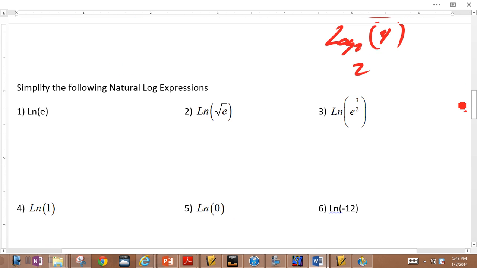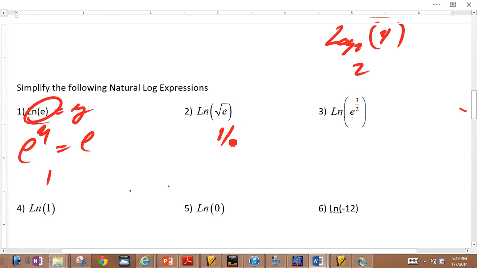ln, that's log base e. So what is this asking? This is equal to something, so then this is asking: e to what power is e? Well, e to the first. So this should just collapse to 1. You'll find that this is a half. You'll find that this is 3/2. Should be no problem.